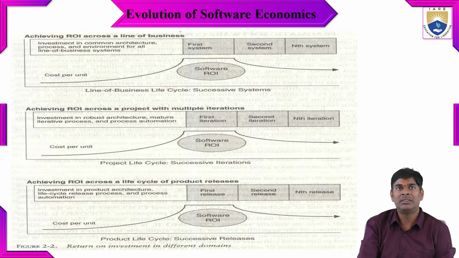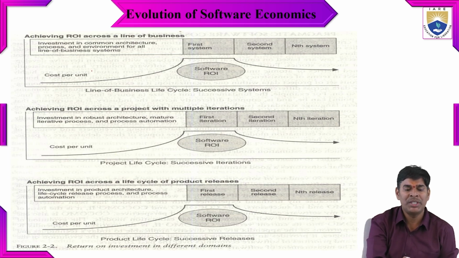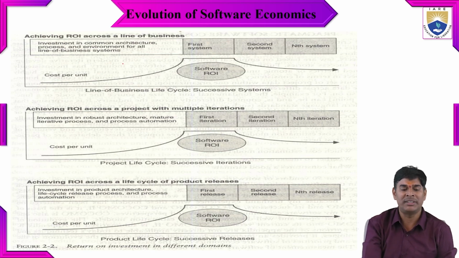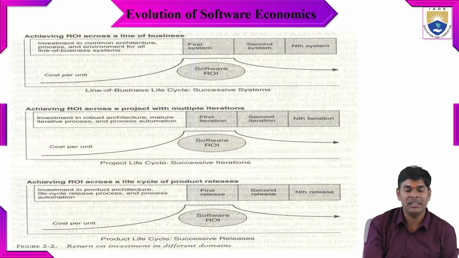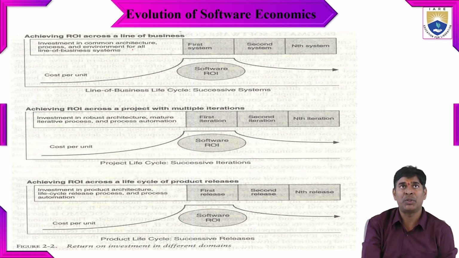Okay, so here we have three different types of return on investment. The first one is line of business life cycle, that is successive systems. Initially they are going to invest in the common architecture, the process, and the environment for all the lines of business. So initially they invest more in the architecture, the process, and the different types of tools. And here they check each of the different stages, like first system, second system, till the nth system, and they verify the software ROI.